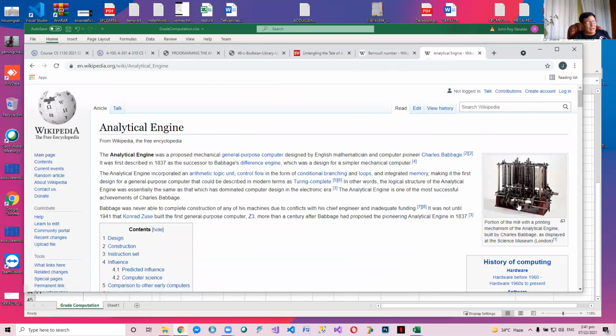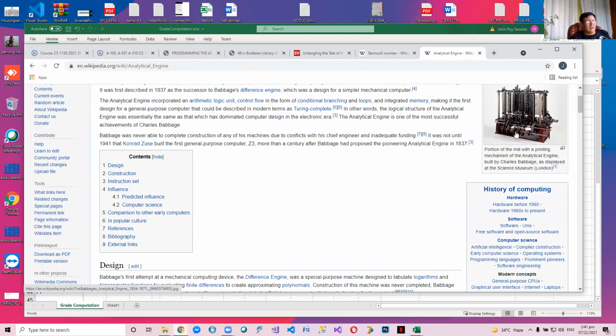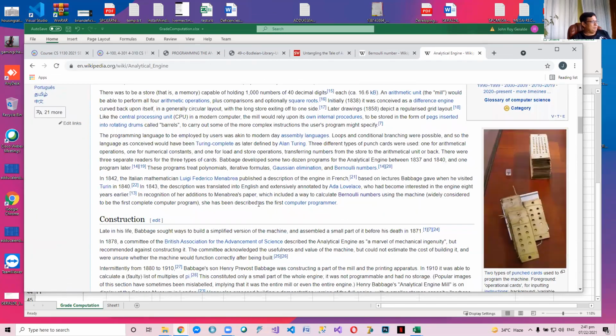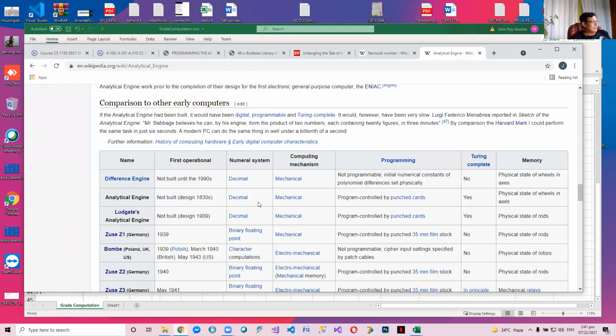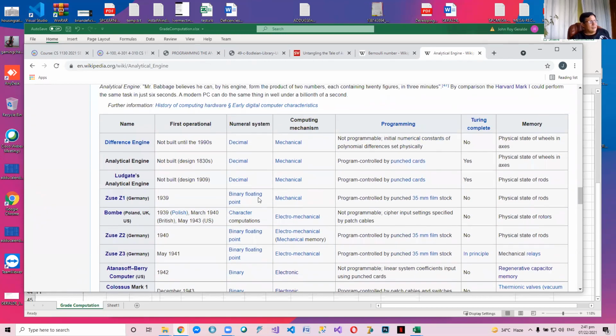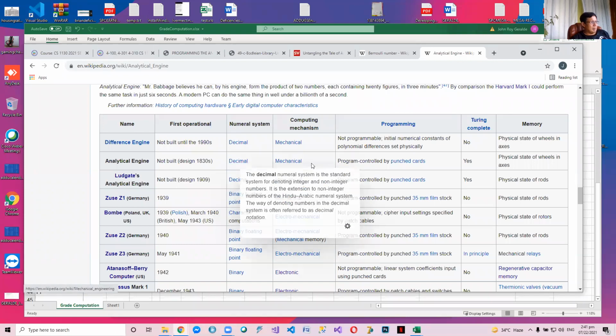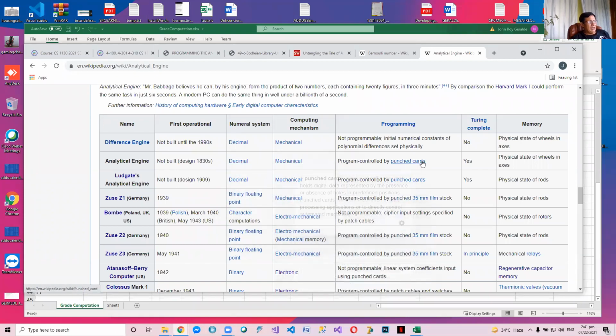Okay. So ito yung analytical engine na partial invention. It's not a full invention by Charles Babbage. Can you see that? You can browse this yourself. It was designed during the 1830s, particularly 1832. It started there. Now, these are classifications. The number system used in the analytical engine is decimal. It was mechanical. The programming is done by punch cards.